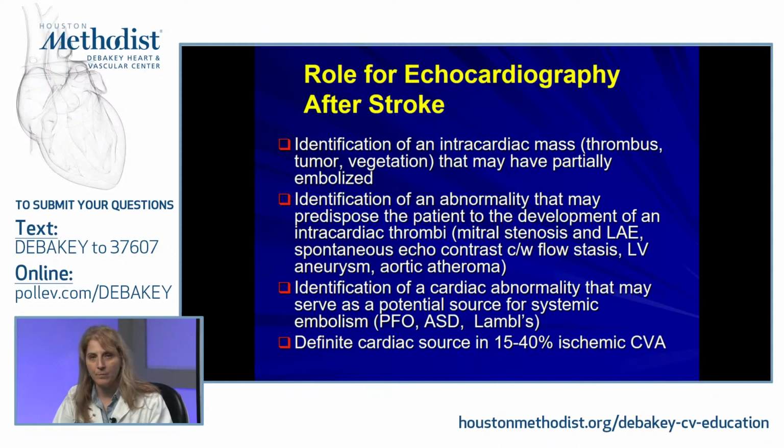To identify an abnormality that may predispose the patient to development of an intracardiac thrombus, such as mitral stenosis, left atrial enlargement. You're looking for spontaneous contrast echo consistent with flow stasis, LV aneurysms, and you're also looking for aortic atheroma. Or to identify a cardiac anomaly that may serve as a potential source for systemic embolization, such as a PFO, an atrial septal defect, or a Lambl's excrescence.